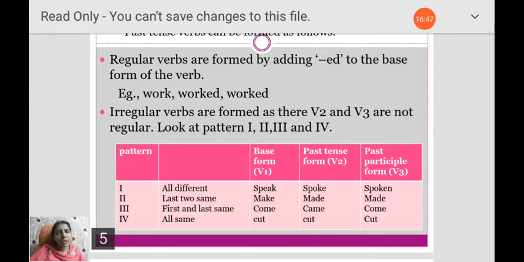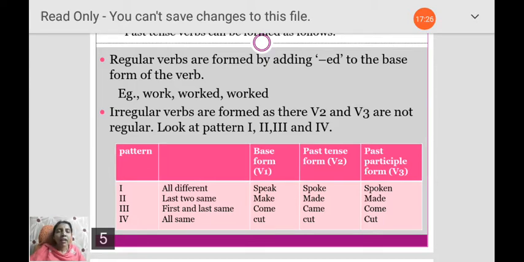There are many words in which the last two are the same, like keep, K-E-E-P, kept, K-E-P-T, and the participle form is also K-E-P-T, kept. Sleep, S-L-E-E-P, slept, S-L-E-P-T, and then slept again. Then win, W-I-N, won, W-O-N, and won, W-O-N. So there are a number of words of this kind.